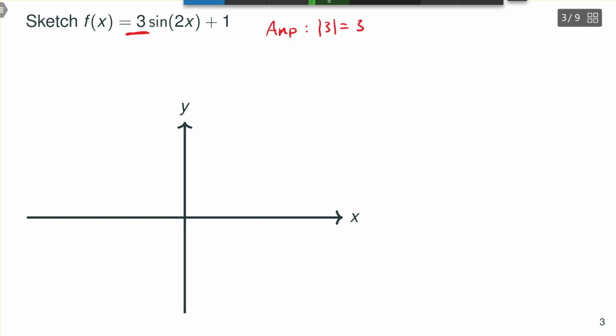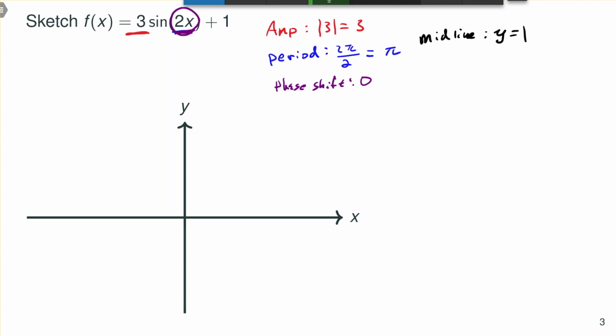And let's look at period. Period is 2 pi divided by b. In this case, 2 is b. So period is pi. And phase shift, there's none. Let me just write it as practice: although there's none, we can write 0. Phase shift means whatever makes the inside of this 0, which is just 0. If I plug 0 for x, I get 0, right? So that means it does not shift either left or right. And then midline, right here, is y equals 1.